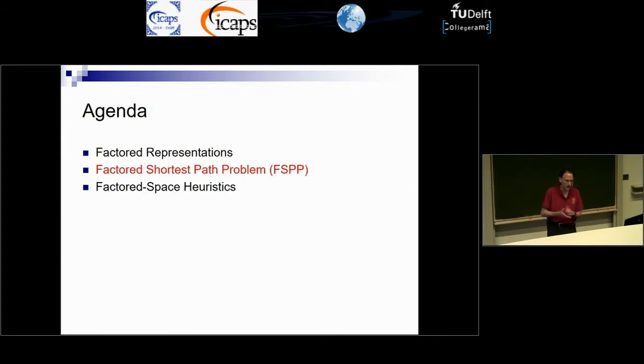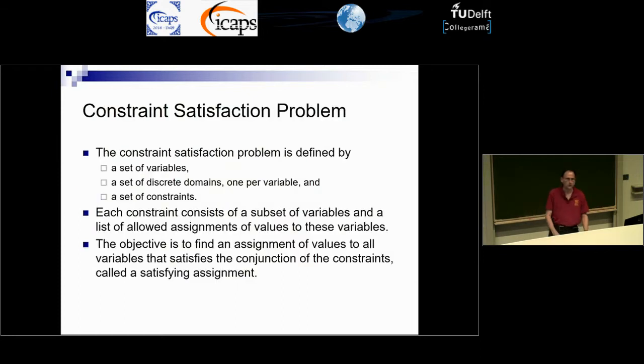So let's talk about that particular problem, the factored shortest path problem. And in order to introduce it, what I'll do is I will first remind you of the definition of constraint satisfaction problems, and then I will build on that definition. So we all know what a constraint satisfaction problem is. You are given a set of variables, a set of discrete domains, one per variable, and a set of constraints. Each constraint consists of a subset of variables and a list of allowed assignments of values to these variables. And then the objective is to find an assignment of values to all of the variables that satisfies the conjunction of the constraints. Right? And that's what we call a satisfying assignment.